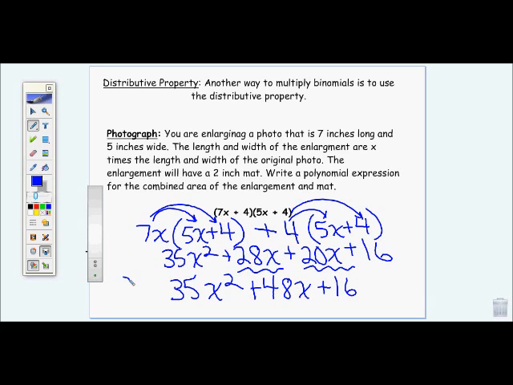So you've learned 3 different ways. All will result in 3 terms, where the 2 middle terms are like terms that can be combined. You've learned the table method, the distributive method, and the FOIL method. This was the distributive method. I took my first binomial and turned it into 2 separate multipliers for that expression.